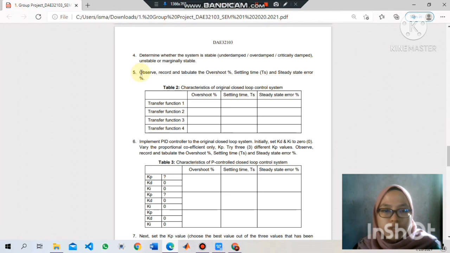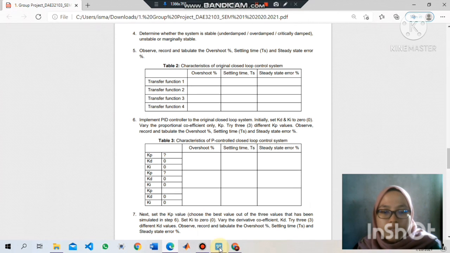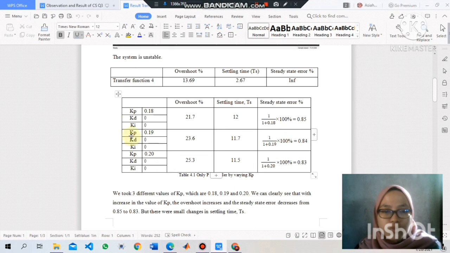The next question asks to implement the PID controller on the original closed loop system. Start with KD and KI at 0 and then vary the proportional coefficient only. Try three different KP values, then observe, record, and tabulate the overshoot, settling time, and steady state error. In this question, I have chosen three different values of KP, which are 0.18, 0.19, and 0.20, and we have calculated the overshoot percentage, settling time, and steady state error percentage.